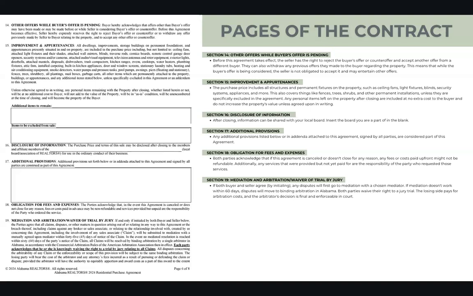Section 19 is mediation and arbitration. If both buyers and sellers agree by initialing, any disputes will first go to mediation with a chosen mediator. If the mediation doesn't work within 60 days, disputes will then move to binding arbitration in Alabama. Both parties waive the right to a jury trial. The losing side pays for arbitration costs, and the arbitrator's decision is final and enforceable by law.